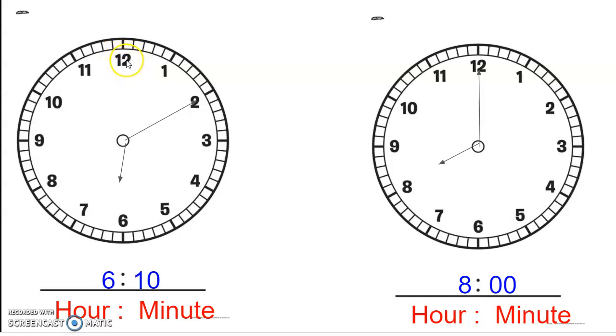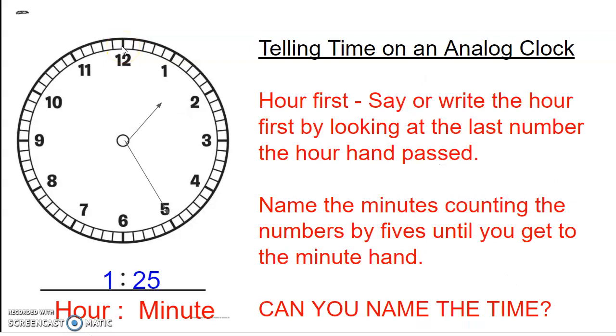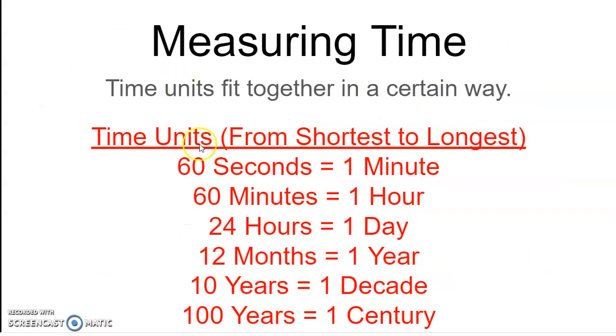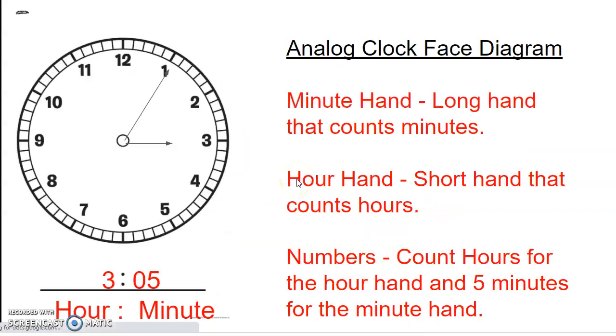So on the clock, it goes up to the 59th minute, which is this mark right here, and then it goes back to the 0 mark as we're telling time because, as we discussed yesterday, there are 60 minutes in 1 hour. So it resets at that 12.